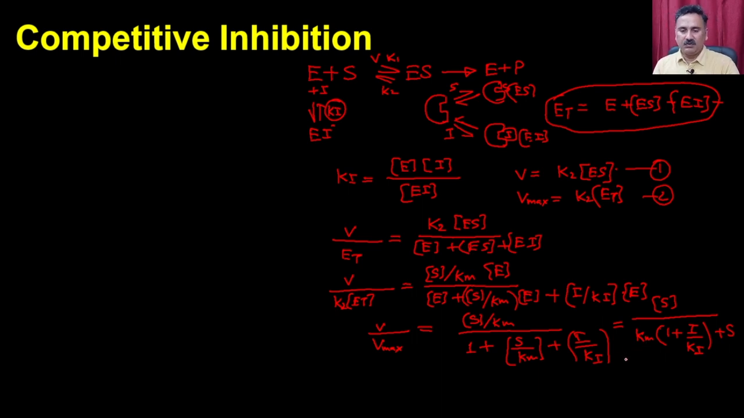Now, this whole thing I can convert. If I assume 1 plus I by Ki as alpha, then it is going to be S divided by alpha Km plus S. So V by Vmax is equal to S by alpha Km plus S, and alpha is equal to 1 plus I by Ki.